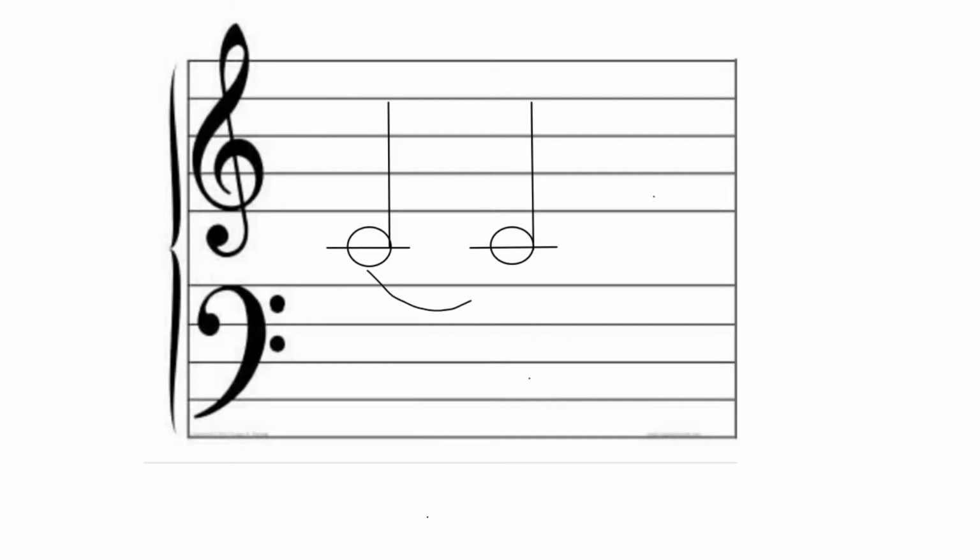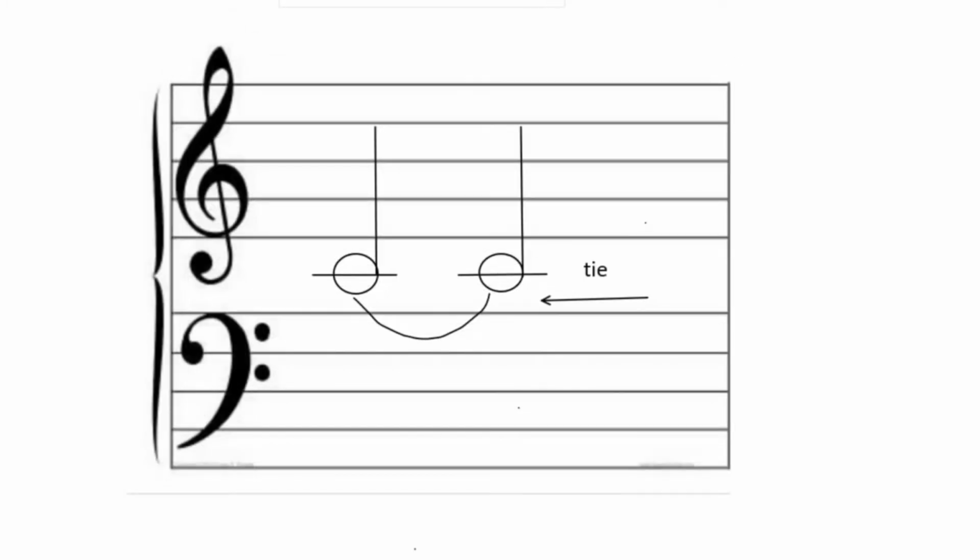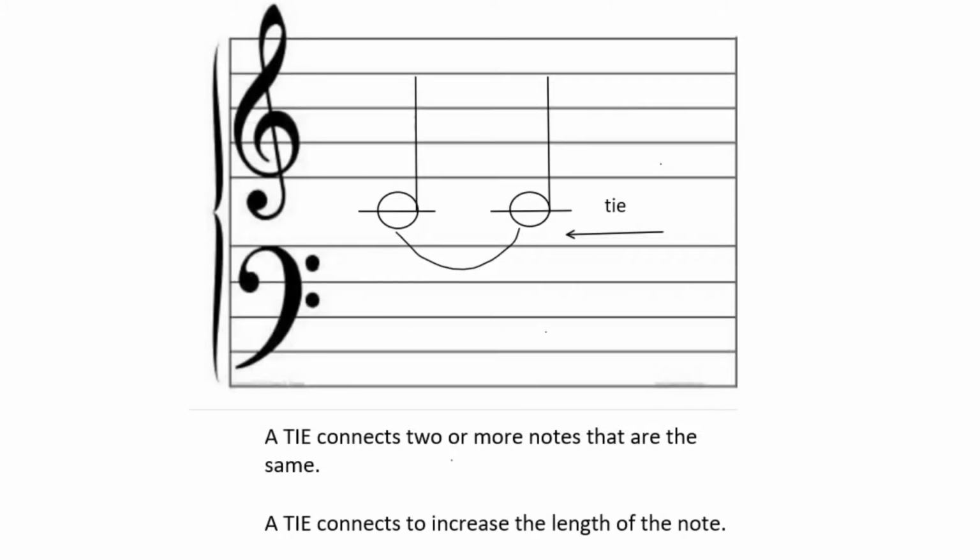When I draw this object to connect them, it is connecting 2 notes that are in the same place, and because of that, it is called a tie. The key here is that the notes that are combined by this curved symbol are the same note. A tie is an object that connects 2 or more of the same note. The tie's job is to increase the length of the note. It acts like a musical plus sign. Yes, just like the addition that you do in school.